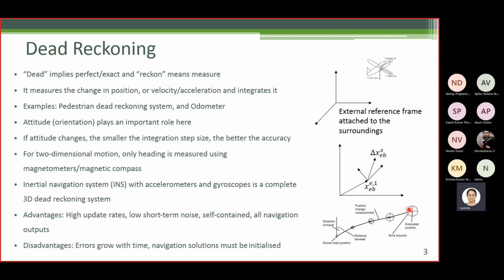Another issue with a dead reckoning system is that since you are doing integration, the navigation solutions must be initialized. If you start with some position, initially you are measuring change in position, and that has to be added to some previous position. So when you start the system, in the beginning, you need to provide initial solutions. The solutions must be initialized with the help of some other means. So these are the disadvantages of dead reckoning.